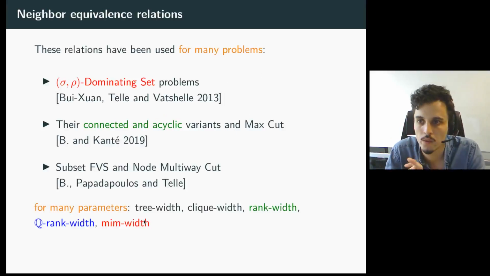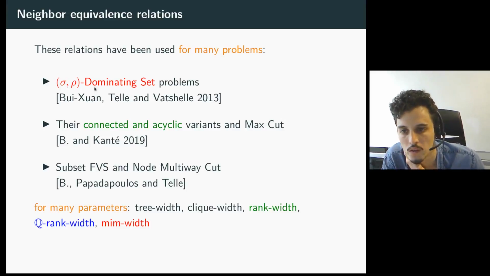So now it's time to conclude. Now you know that this relation, neighbor equivalence, and the other relations related to this one are very useful, and in fact they can be used for many problems. So it was used for sigma-rho dominating set problems, which is a family of problems based on local constraints. And it was also used for the connected and acyclic variants of these problems, and also Max Cut. And we show that this is useful also for Subset Feedback Vertex Set and Node Multiway Cut.